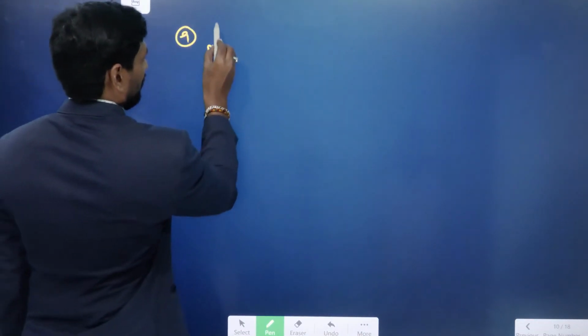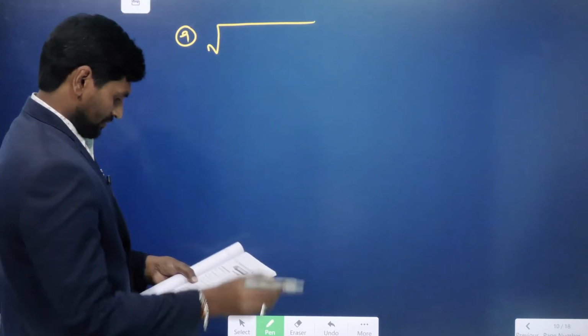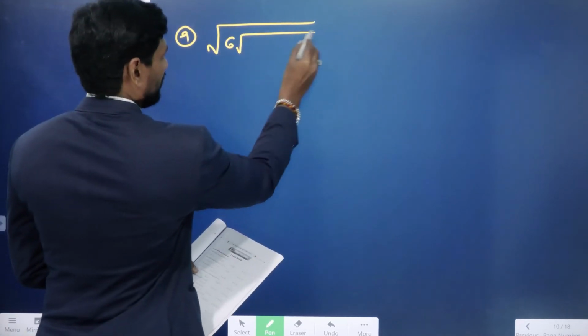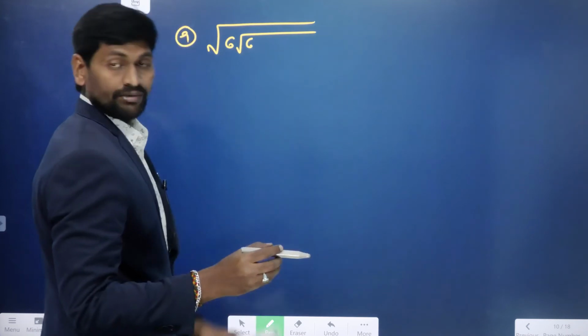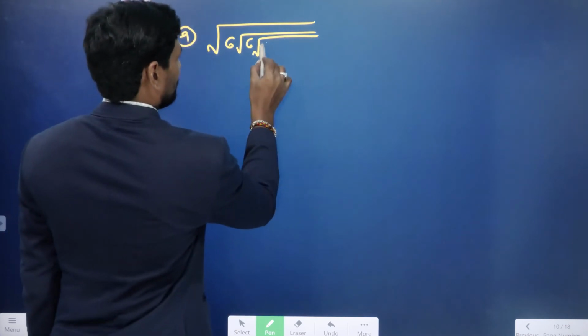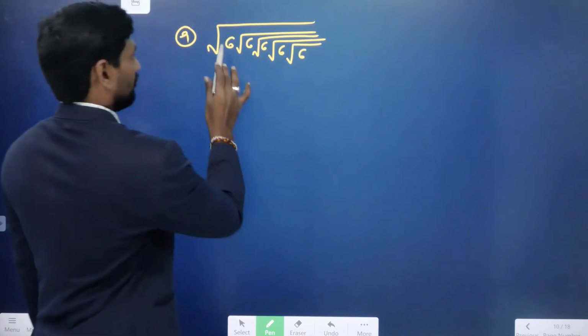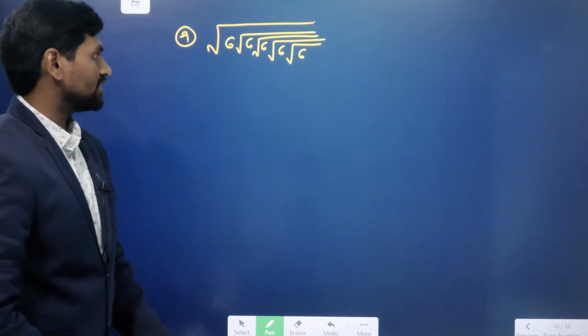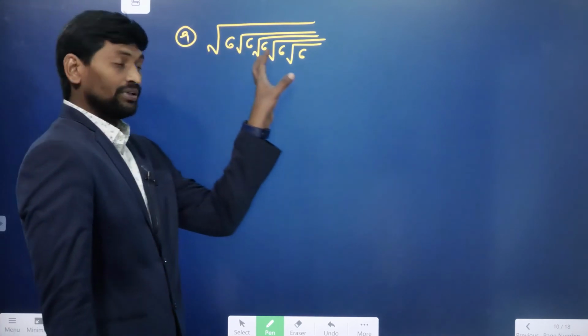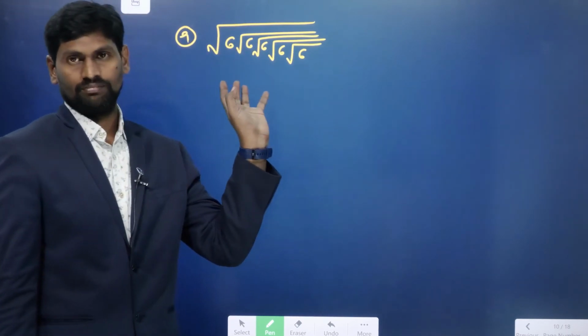So that is square root of 6 into square root of 6, how many times is it given? 1, 2, 3, 4, 5, 5 times square root of 6 is presented there, with only the multiplication symbol between them.